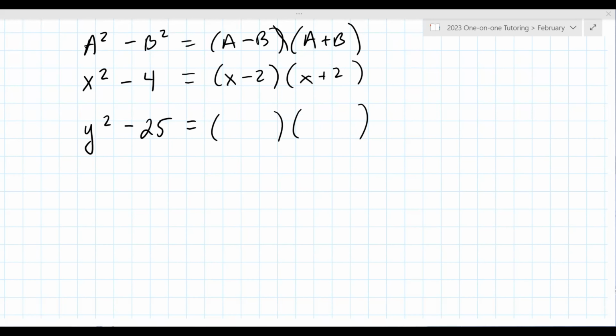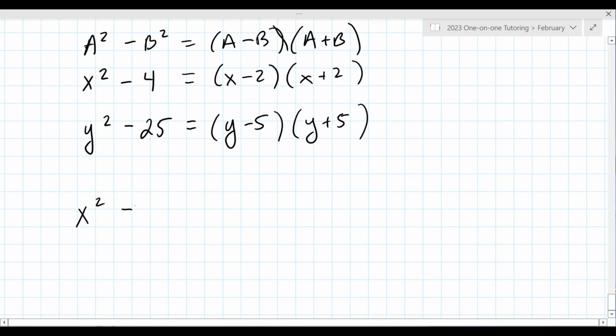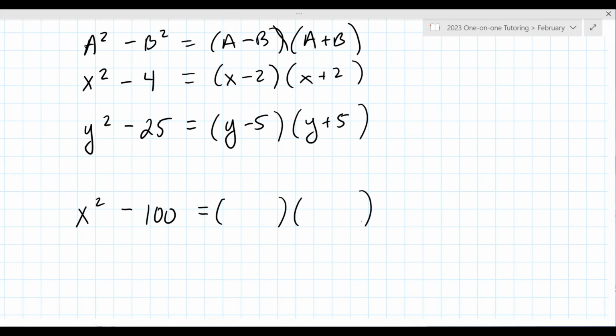Okay, y minus 5 and y plus 5, I think. Yep. See, that was so much faster than the previous one. Let's do another one here. Let's go x squared minus 100. x minus 10 and x plus 10. Good. Okay.